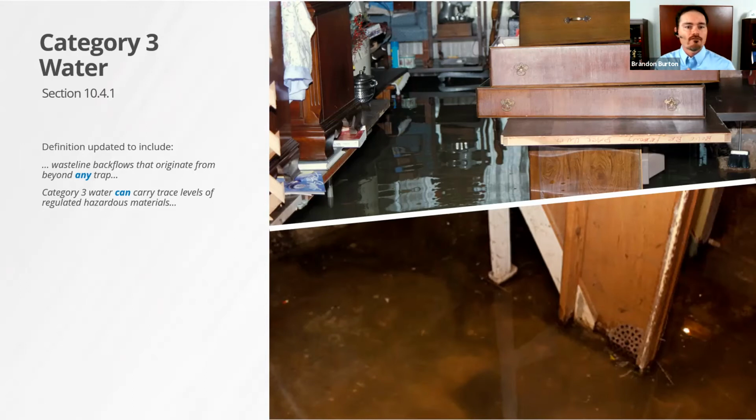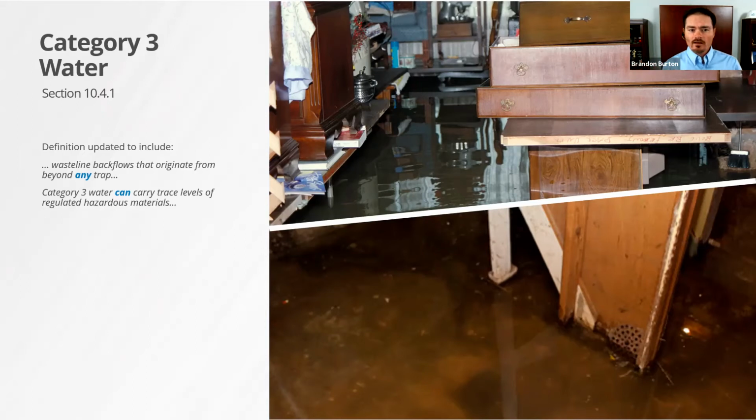I believe the word if in the previous statement was actually a typo, because in reality, Category 3 water does not necessarily have regulated hazardous materials in it. The reason it was there is because part of the Category 3 water discussion was about rising floodwaters coming into a structure, and that those floodwaters could potentially carry regulated hazardous materials in them. Even sewage can bring in regulated hazardous materials. Sometimes institutional or industrial losses have regulated hazardous materials just because of the type of structure that they are.